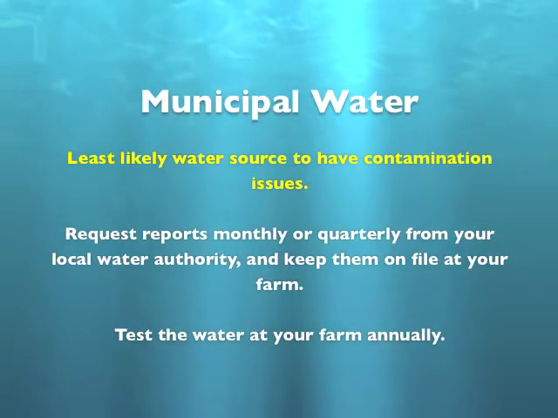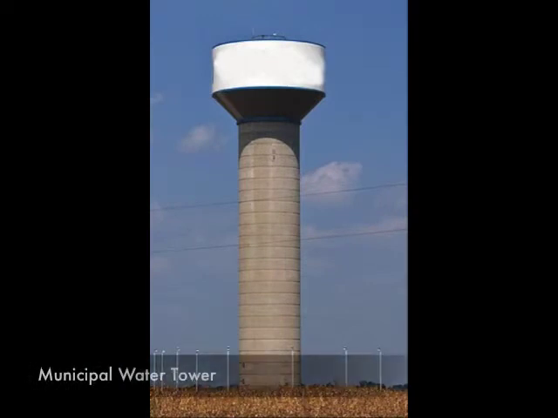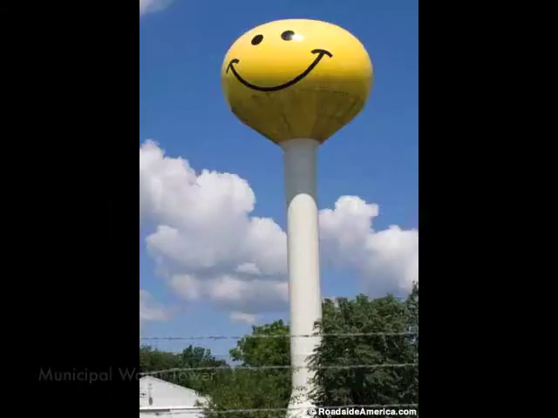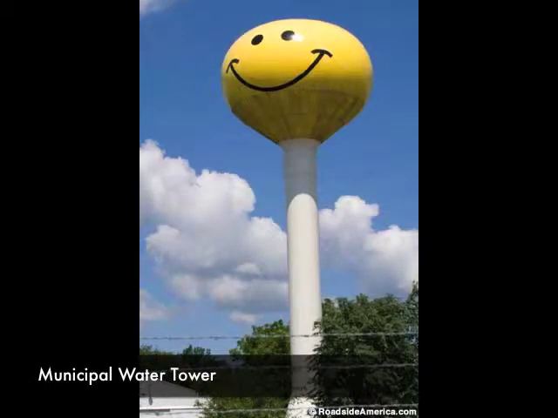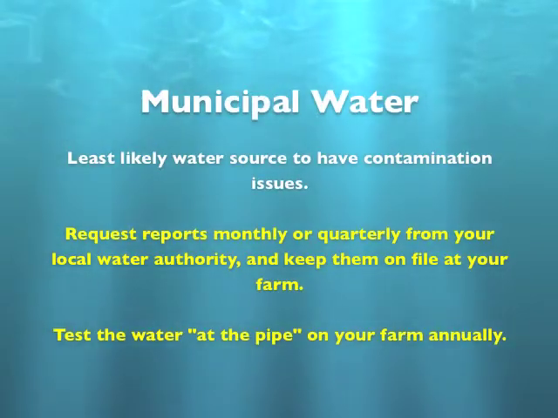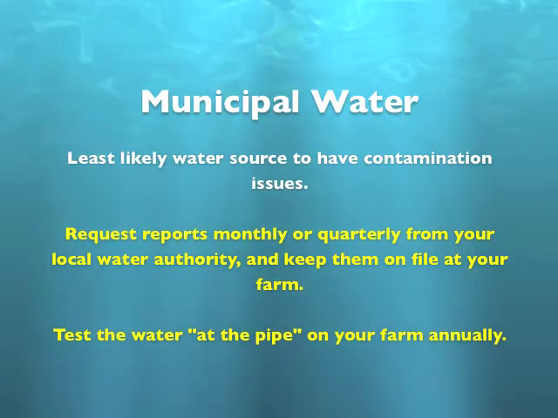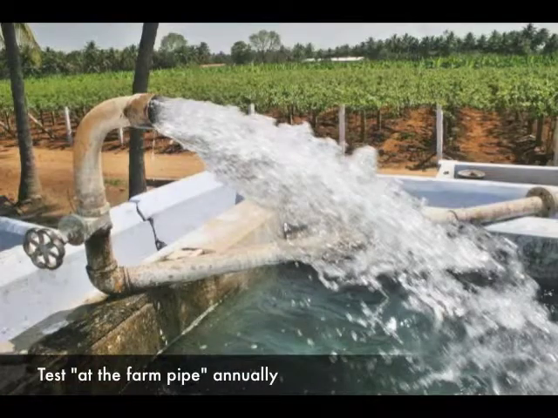Of these three, municipal water is the least likely to have contamination issues. Municipal water authorities are required to periodically test water quality and report any problems to their customers. Water is treated as necessary to address water contamination on a regular basis. Municipal water quality reports can be requested from your local water authority. However, it is a good idea also to test the water at the pipe on your farm at least annually. This ensures that contaminants are not entering at any point along the pipes to your farm.